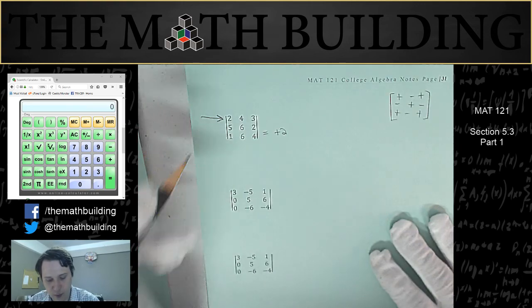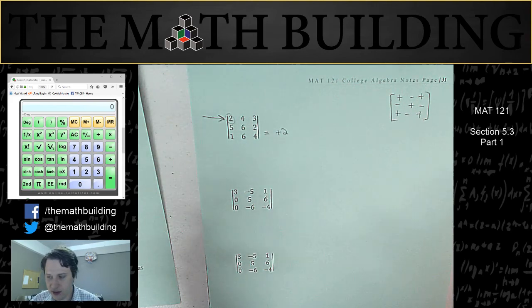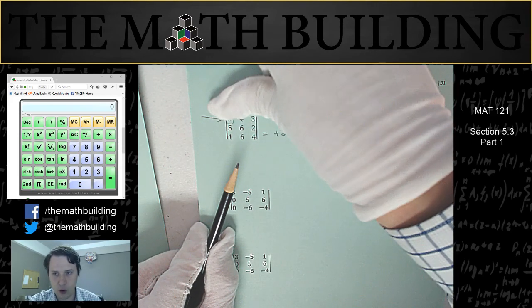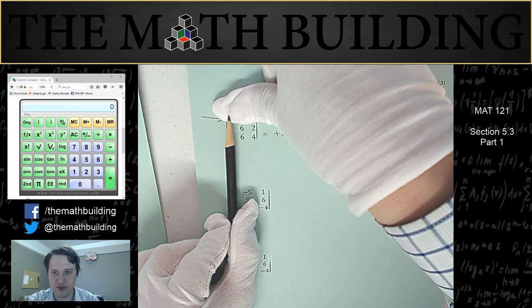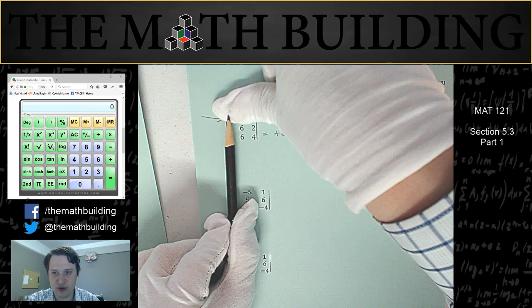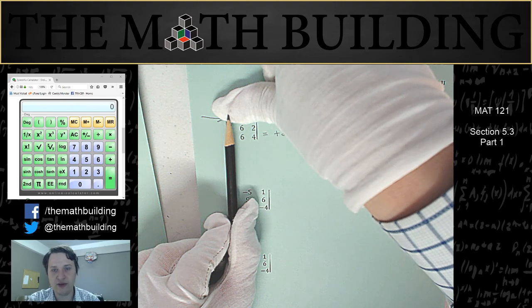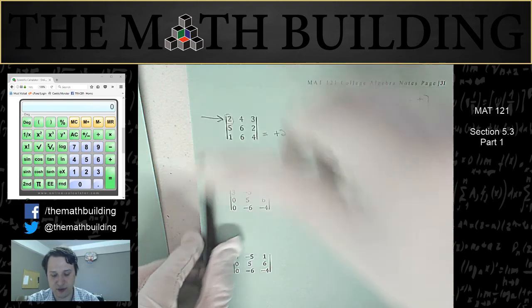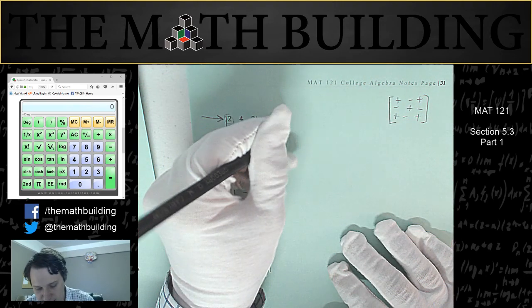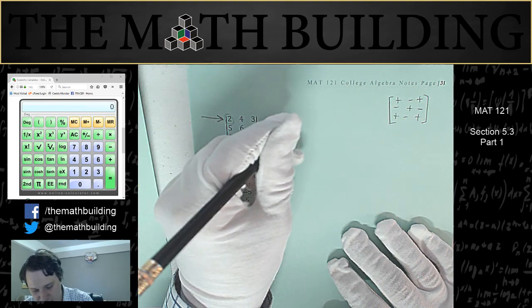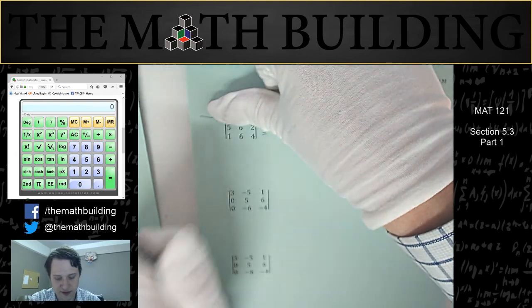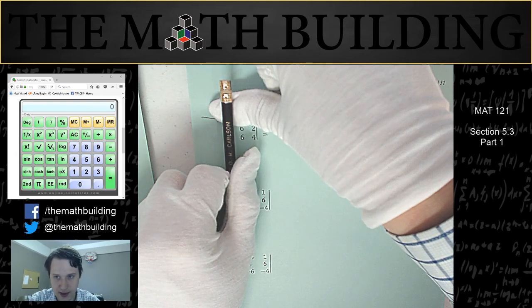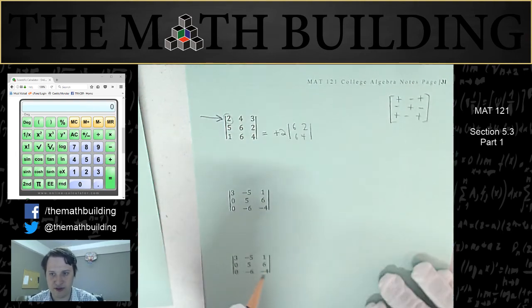Now, we're looking at 2, and so here's what you do. You ignore the row that 2 is in, and you ignore the column that 2 is in. Do you see how that gives you a 2 by 2? Now we do the determinant of that 2 by 2. So it's 2 times the determinant of 6, 2, 6, 4, because you ignore this and you ignore that. Okay? All right, so now we're done with 2.